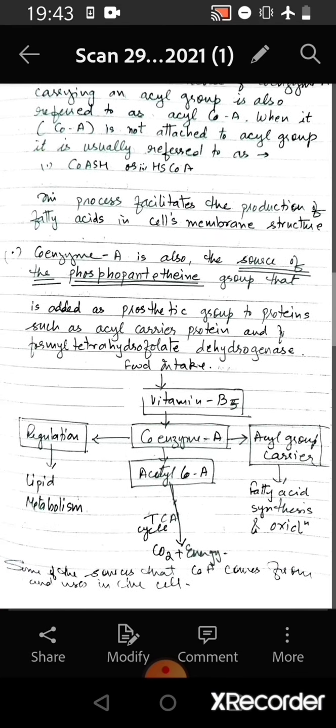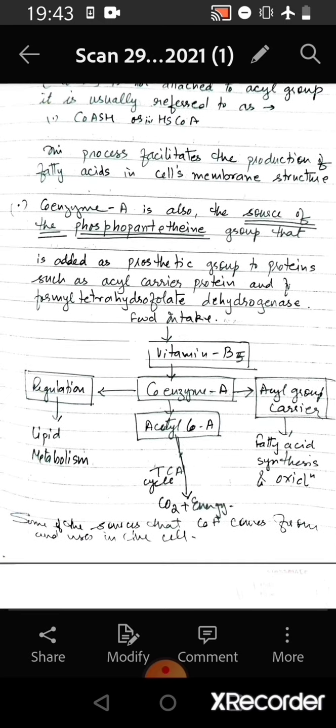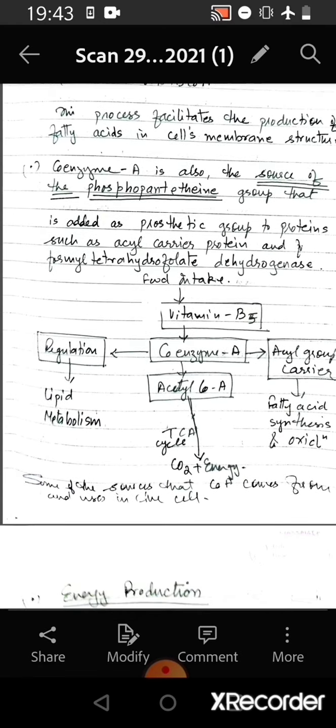Coenzyme A is also the source of the phosphopantetheine group that is added as a prosthetic group to proteins such as acyl carrier protein and formyl tetrahydrofolate dehydrogenase.